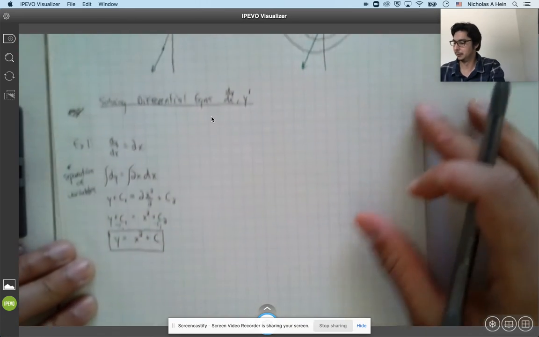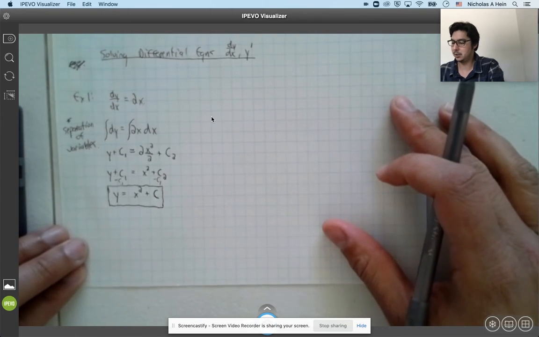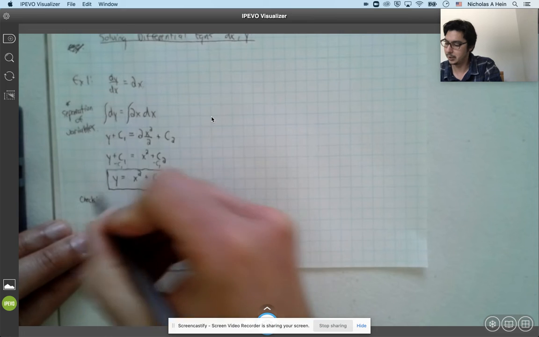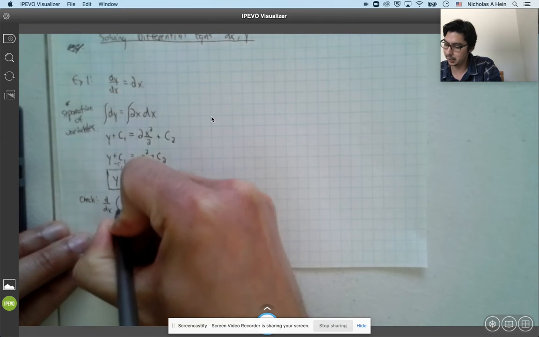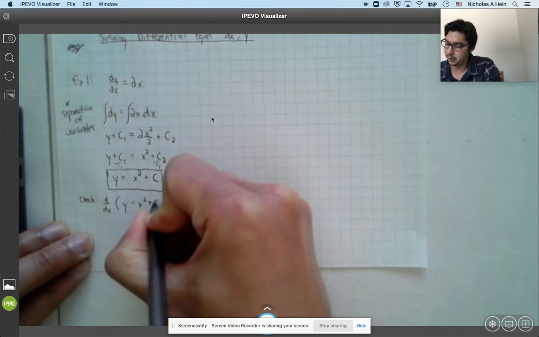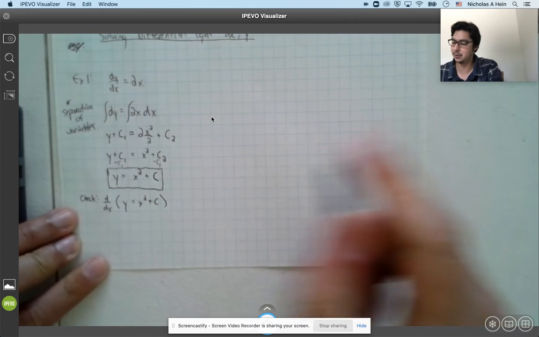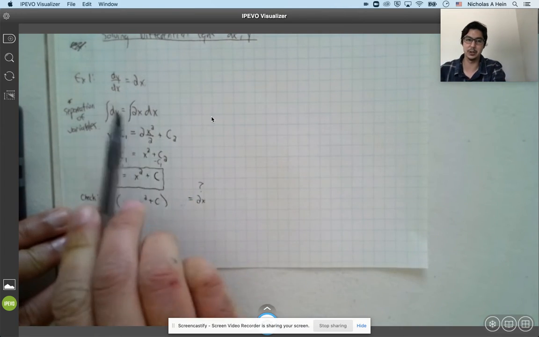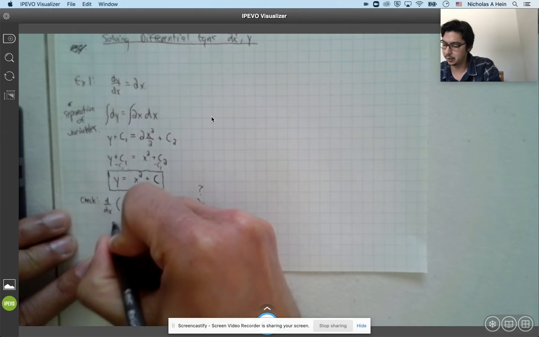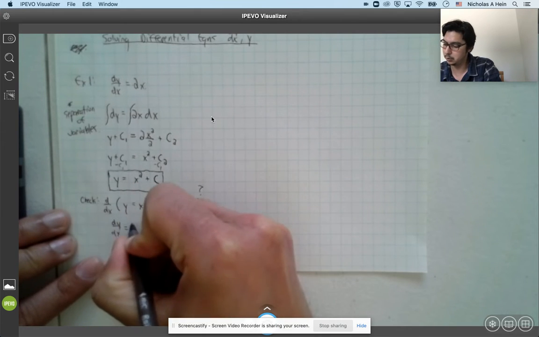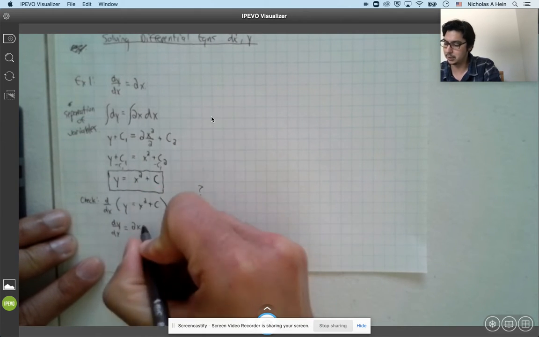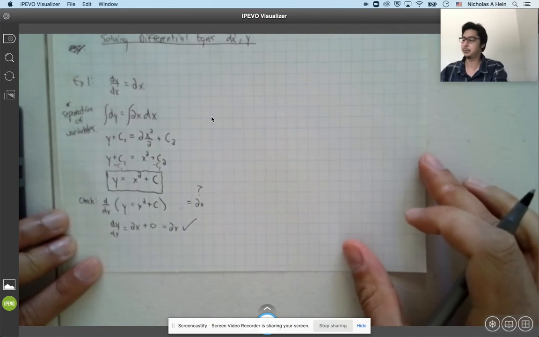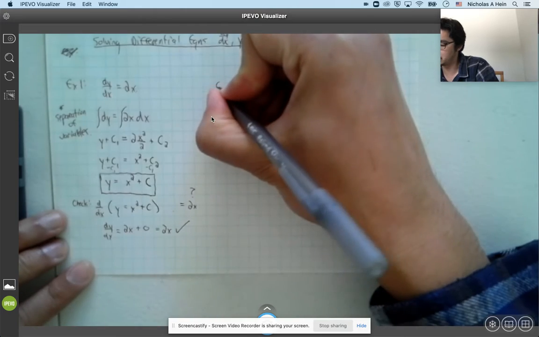All right. Now, it's important with these that we check our answers. So let's check to make sure we did this right. Let's take the derivative with respect to x of this function and check whether it equals 2x, making sure that we get the original problem. So you'll get dy dx is equal to 2x, and the derivative of c is 0, so that is in fact 2x. Good.